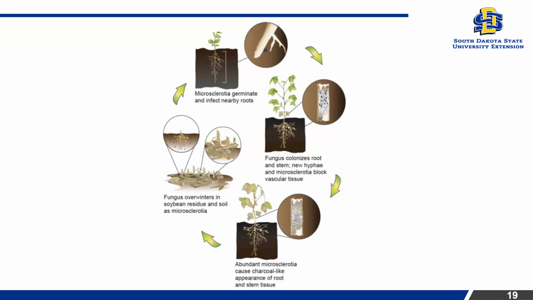Then as the season progresses, the fungus colonizes the root and begins growing within the stem of the plant and starts blocking the vascular tissue. As we get closer to pod fill or past pod fill, the high amounts of fruiting bodies, both inside and outside the stem, cause a complete blockage of the vascular tissue and will start casting that charcoal color. And then the cycle starts over again, where these highly infected plants are left in the field because they were not able to be harvested, and they overwinter and start the infection cycle again.